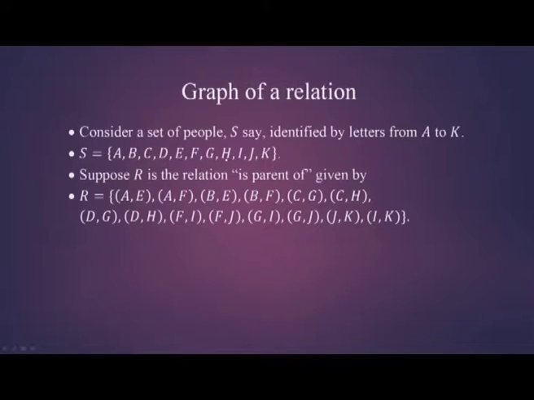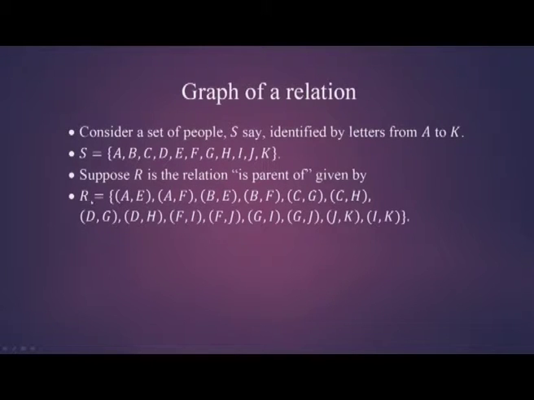Now, let us try to build graphs of some relations. Now, let us take one relation on set of people. Let us call that relation parent of. Suppose we denote a set of people by A, B, C, D, E, F and up to K, and the relation R is parent of relation, and suppose we have a listing like this.